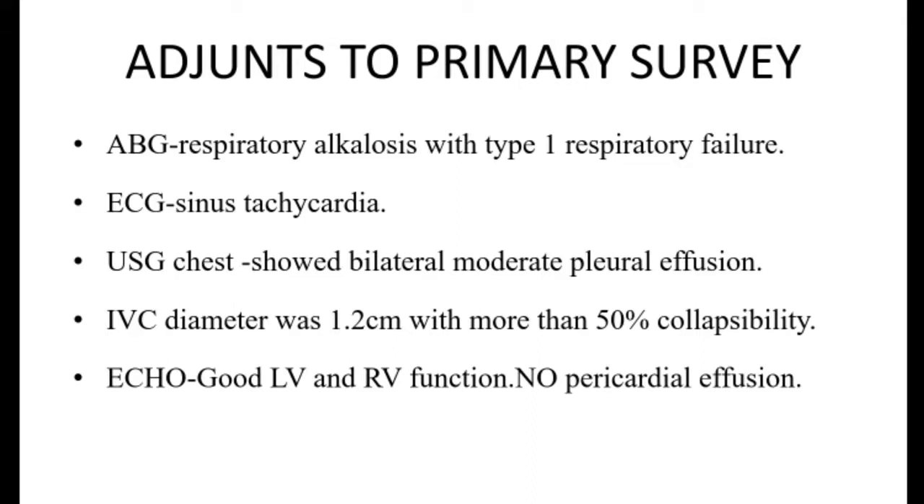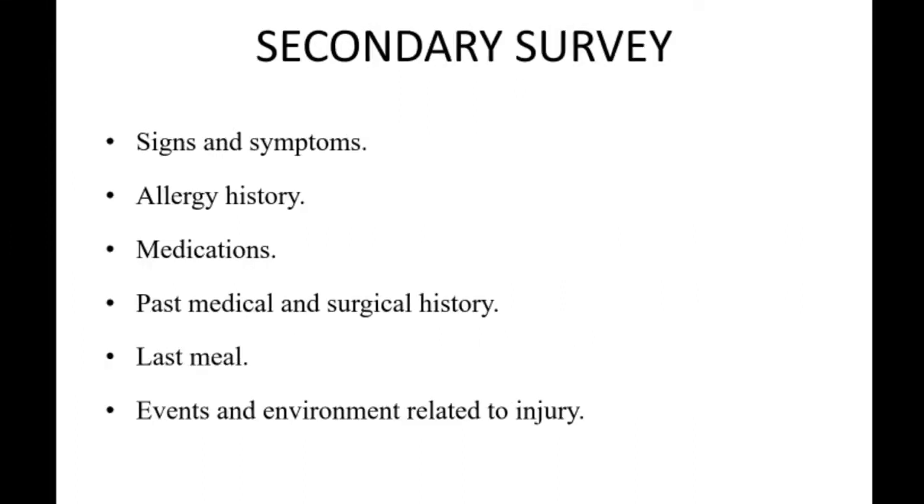His ABG showed a respiratory alkalosis with type 1 respiratory failure and ECG showed sinus tachycardia. USG chest was done that shows bilateral moderate pleural effusion. IVC diameter was 1.2 cm with more than 50% collapsibility. Echo showed good LV and RV function, no pericardial effusion. On reassessment of the primary survey, airway was patent, saturation improved to 96% with 2 liters of supplemental oxygen. His tachycardia was persistent. Then move on to the secondary survey.